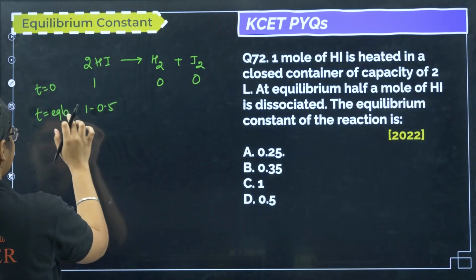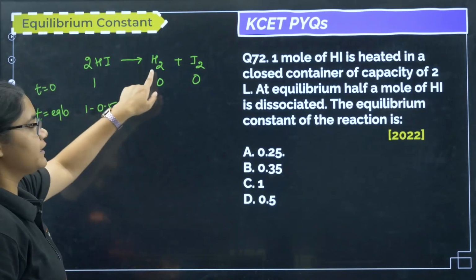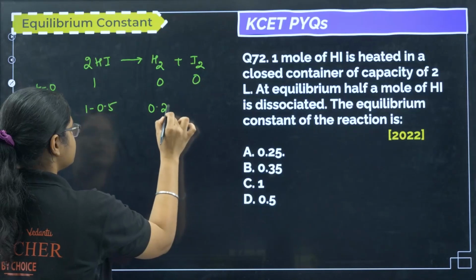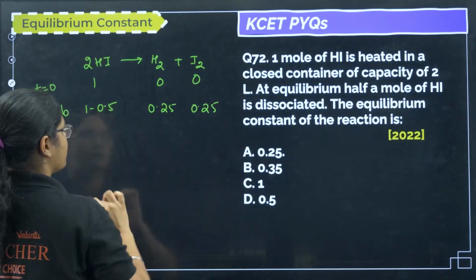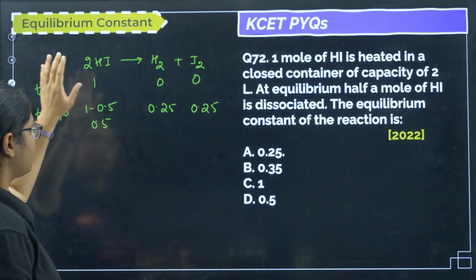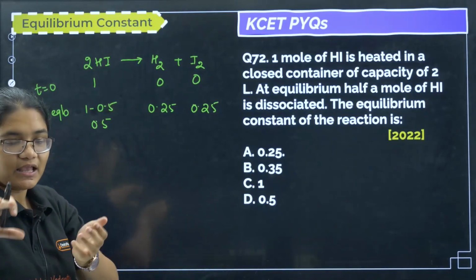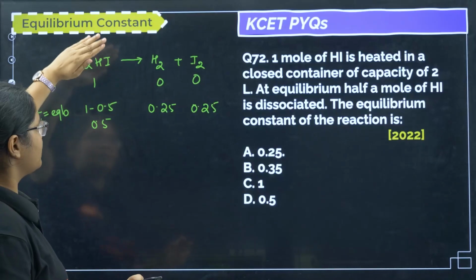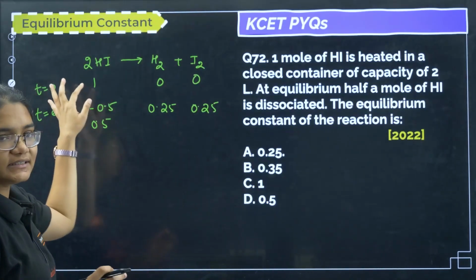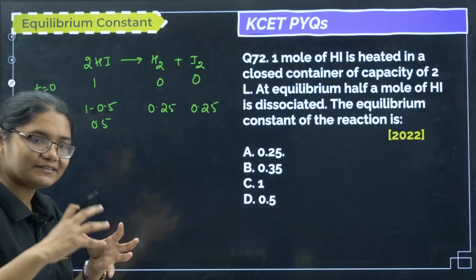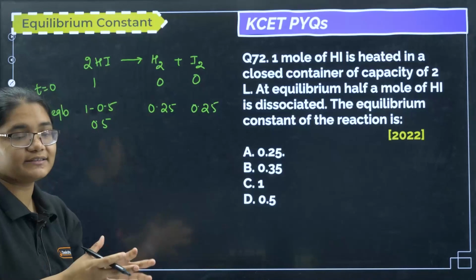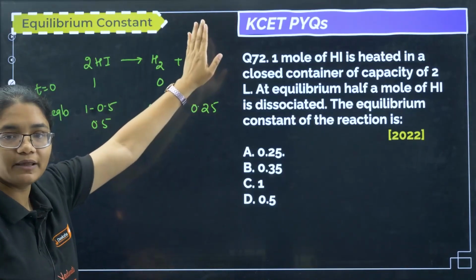Now you see 2 moles of HI give you 1 mole of H2. So 0.5 mole will give you 0.25 moles. And the remaining HI will be 0.5. Once again I am repeating. From 1 mole, half a mole has dissociated. Half of that will be H2, half of that will be I2. So 0.5 mole dissociated, and half of 0.5 will be H2 and 0.25 will be I2.